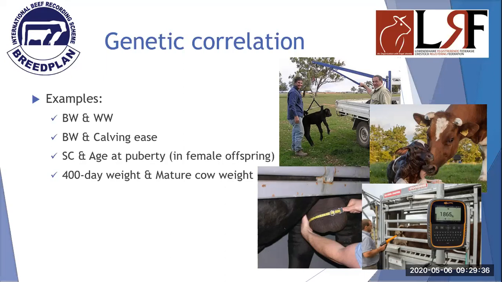400-day weight and mature cow weight are also positively correlated, and that might be something that we do not want. So we want to increase 400-day weight, but we might want to keep our mature cow weight at a certain level.